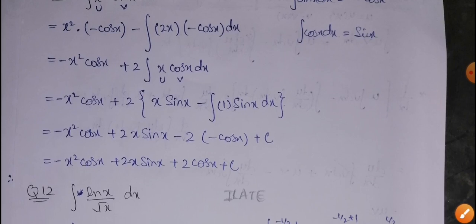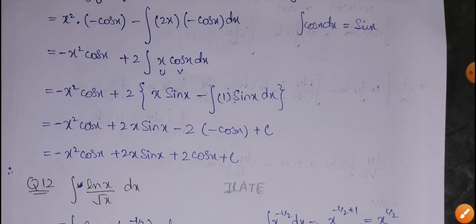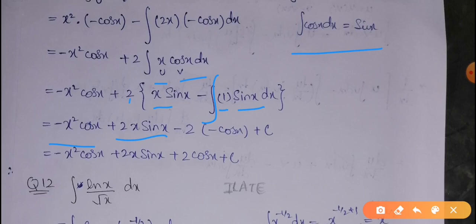So again we have a product of functions. One is an algebraic function, the second one is a trigonometric function. So we choose x to be u and cos x to be v. Applying integration by parts again, u as it is, integral of v, that is the integral of cos x, which is sin x, minus the integral of the derivative of u, that is 1, times the integral of v, that is sin x. The simplified form is going to be minus x square cos x plus 2x sin x minus 2 integral of sin x, which is equal to minus cos x, and here is the final answer.